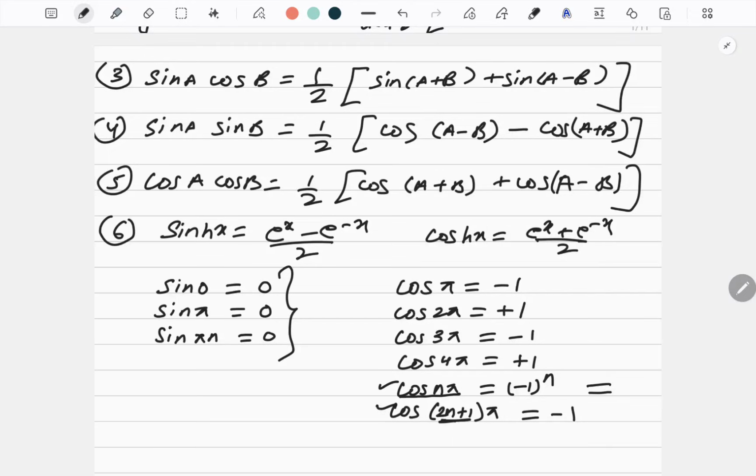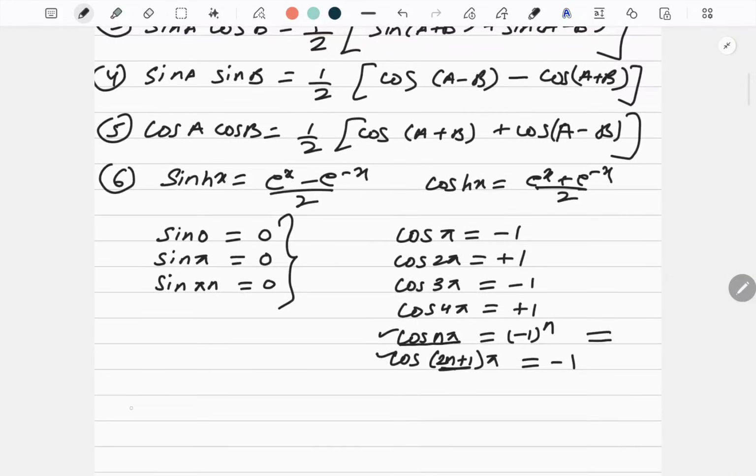Right? Now see, I gave you the formulas. Apart from this, I will be using Bernoulli's rule for integration.